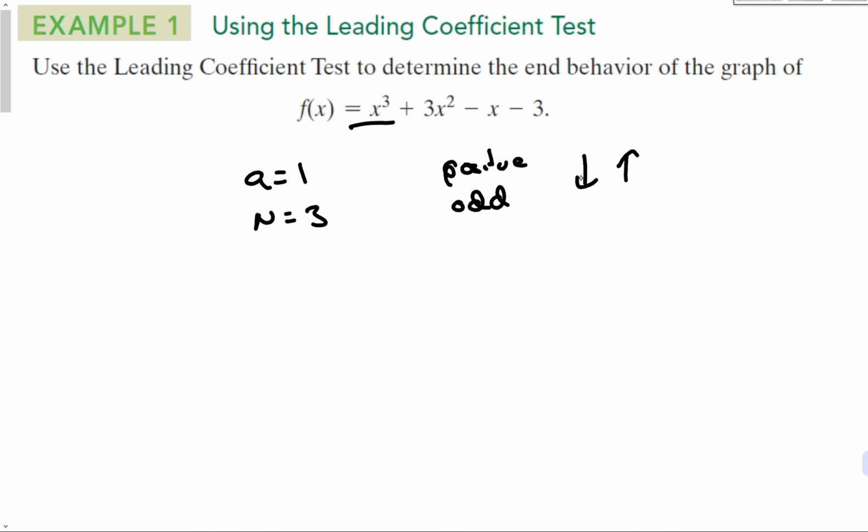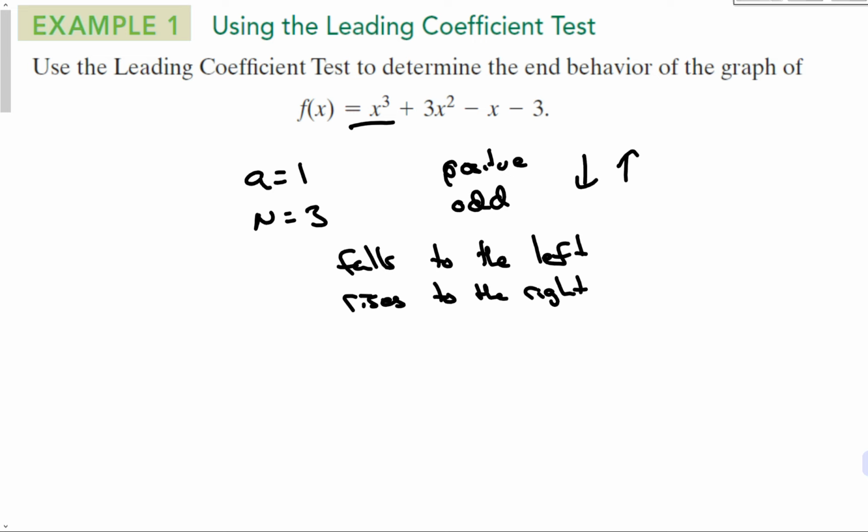Okay, but I'm not going to write it like that. We don't use these symbols. Those are not really how we're going to do this. So we can actually write it out. We can say that it falls to the left and rises to the right. That's one way to do it. That way is okay, but of course, there's a better way.